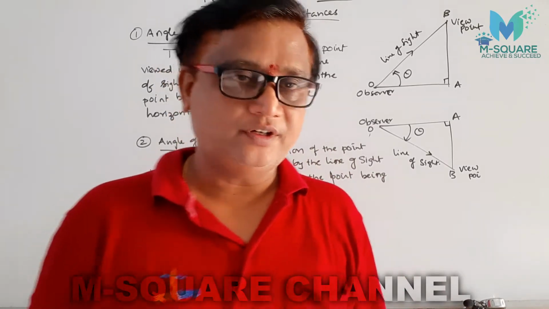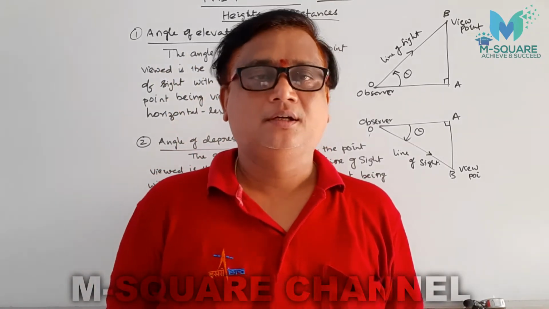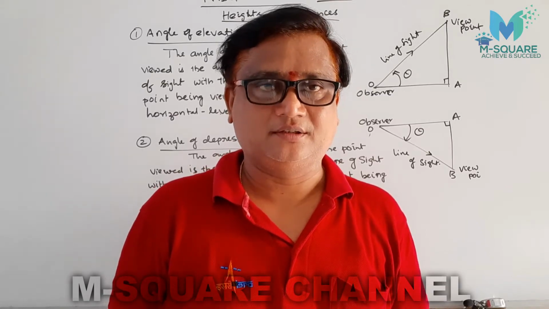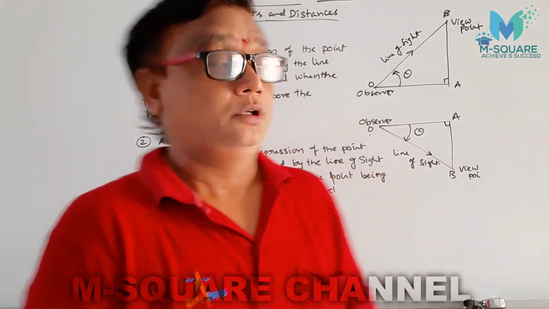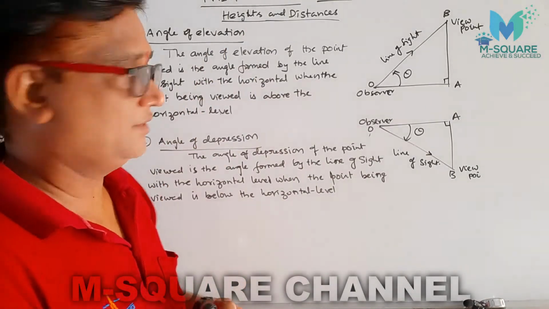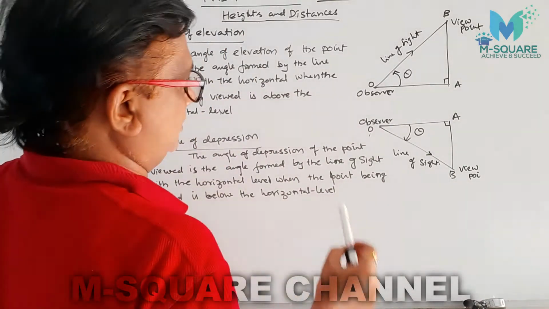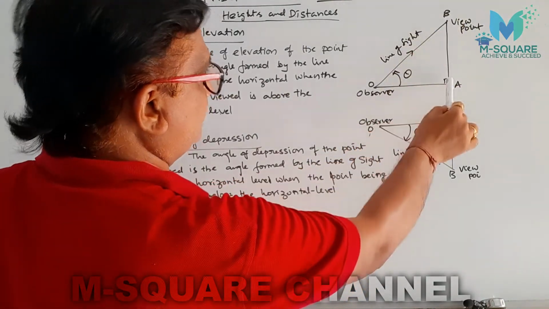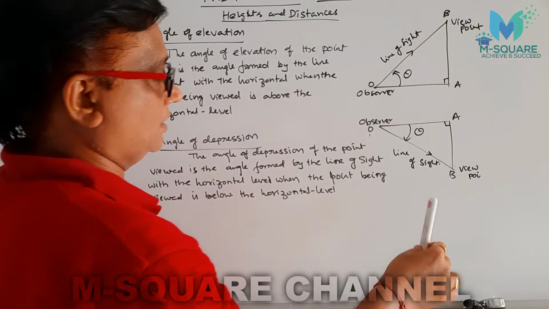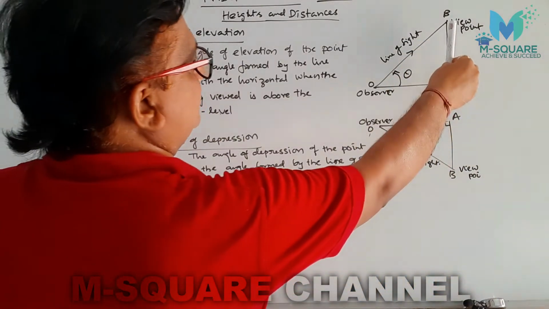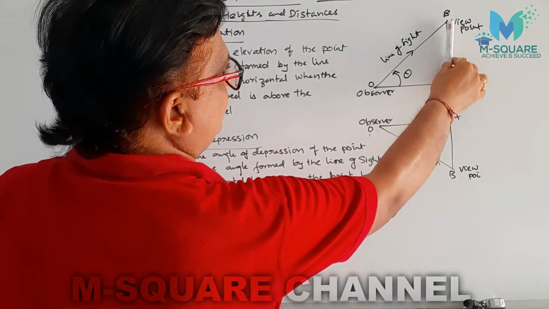Hi, in this video session, I am going to explain heights and distances in trigonometry of class 10. So we are entering into heights and distances. First of all, we learn about the observer, the viewpoint, and the object. The object is perpendicular to the horizontal line, that is the earth. So this is the earth, and this is the perpendicular line.